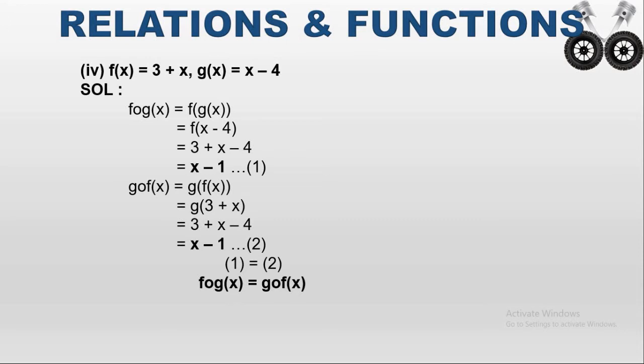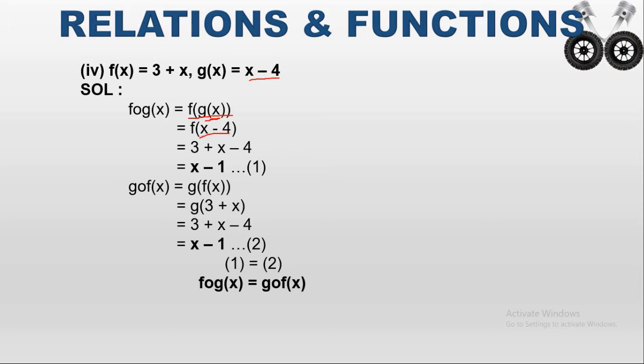So how can you write this one? It can be written as f of g of x. So first you have to substitute the value for g of x. What is the value for g of x? It is x minus 4. So instead of g of x you have to write x minus 4. So that will become f of x minus 4.